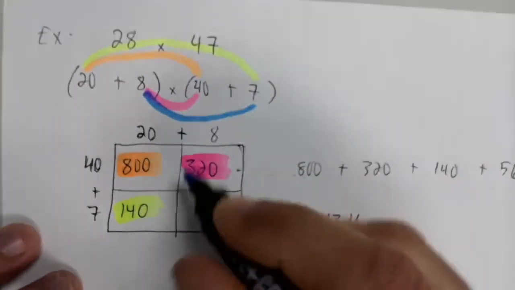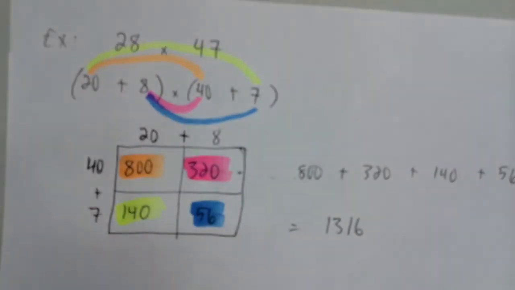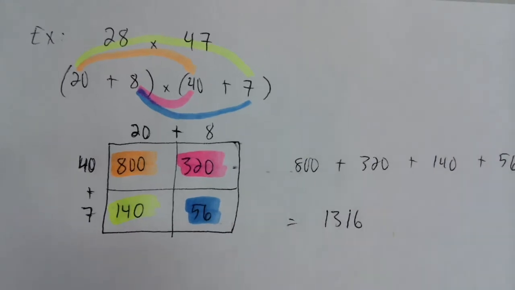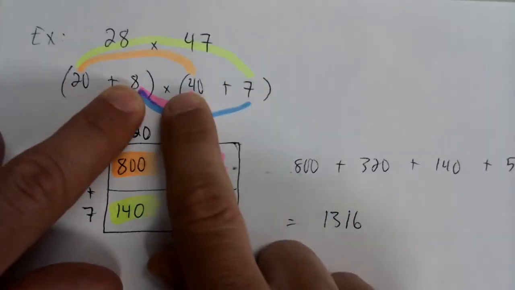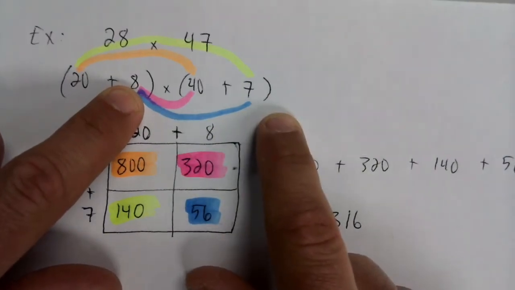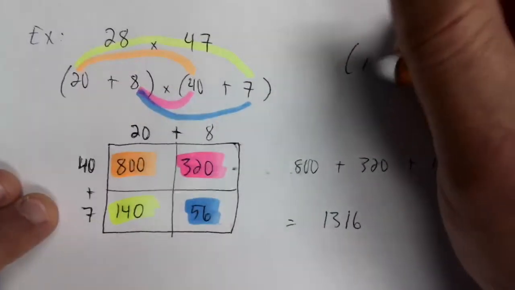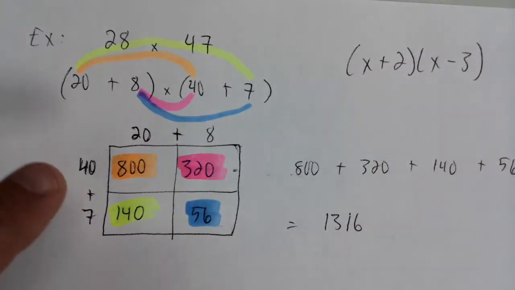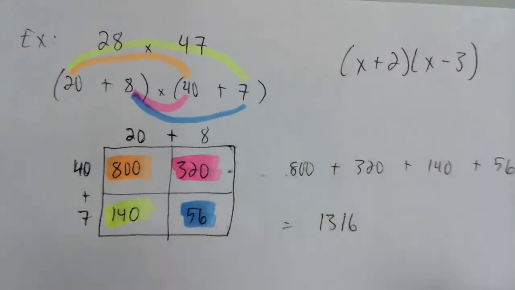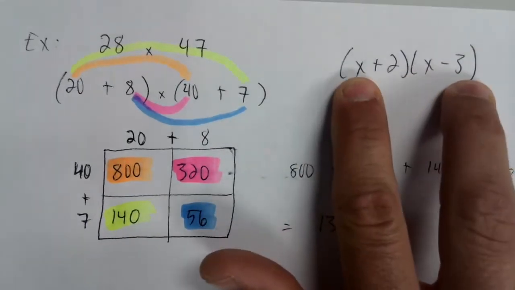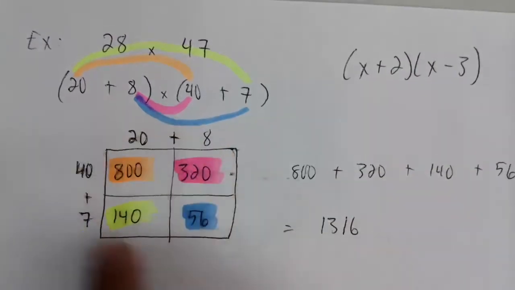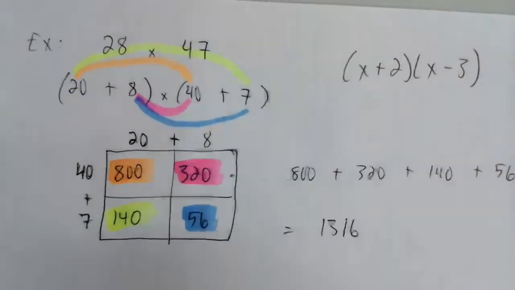7. 56. So if anybody has an older sibling, they probably learned something called FOIL, which stands for first, outer, inner, last. It's a way that helps them remember how to multiply something like this. Now, we're not going to do this, but this is the algorithm, which is really just a process, for how to multiply something like that. You do the first terms, the outer terms, the inner terms, and the last terms. Why do we do it this way? Because this is what is illustrated by something like that. Okay?